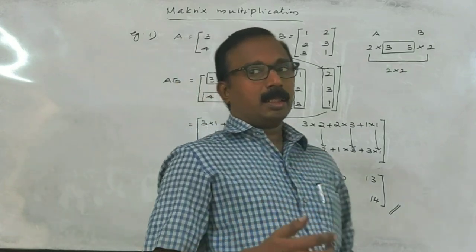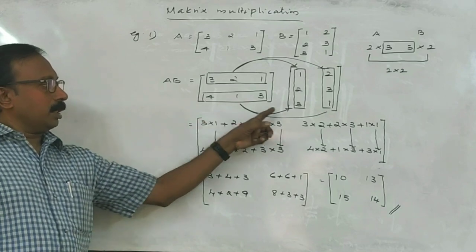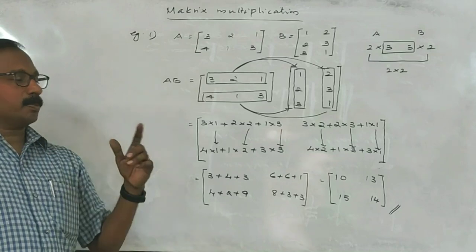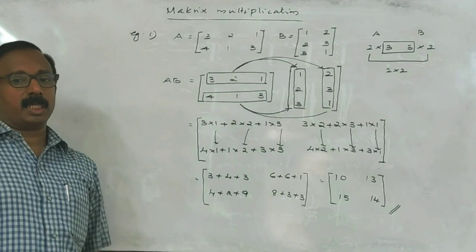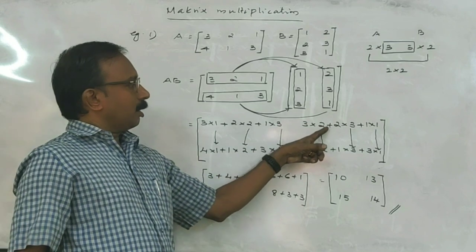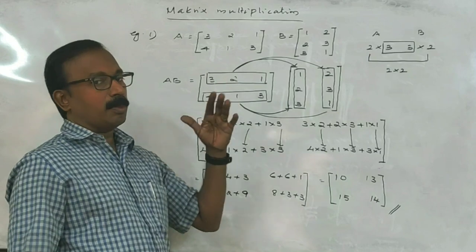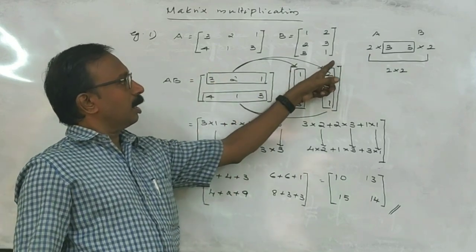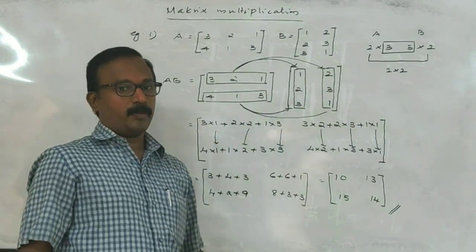How to find the product of two matrices? The first element of the product matrix is obtained by taking the sum of the product of the corresponding elements of the first row of the first matrix to the first column of the second matrix. That is the first element in the product matrix. The second element in the first row of the product matrix is obtained by taking the sum of the product of the corresponding elements of the first row of the first matrix to the corresponding elements of the second column of the second matrix, isn't it?